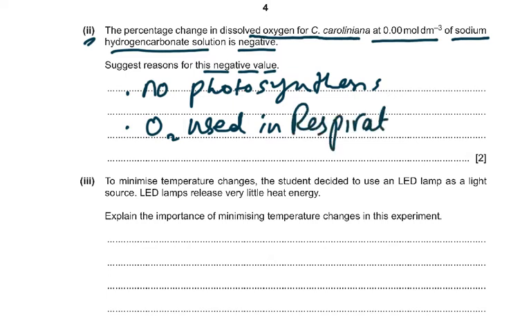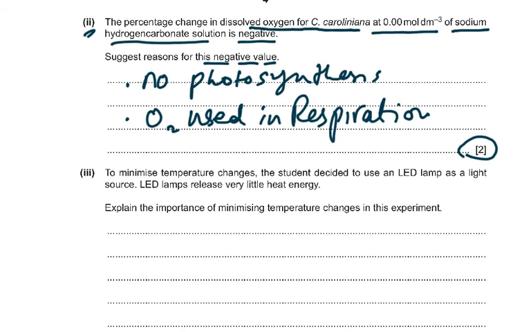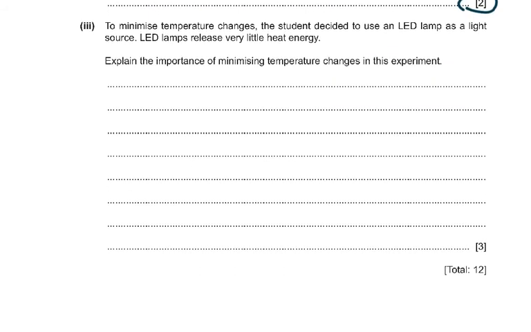Oxygen is used in respiration, so that would get you your 2 out of 2. Because there is no photosynthesis, and oxygen was being produced by photosynthesis, whatever oxygen there was is going into the negative because it's being used up for respiration. Then we come to part 3 of the question.